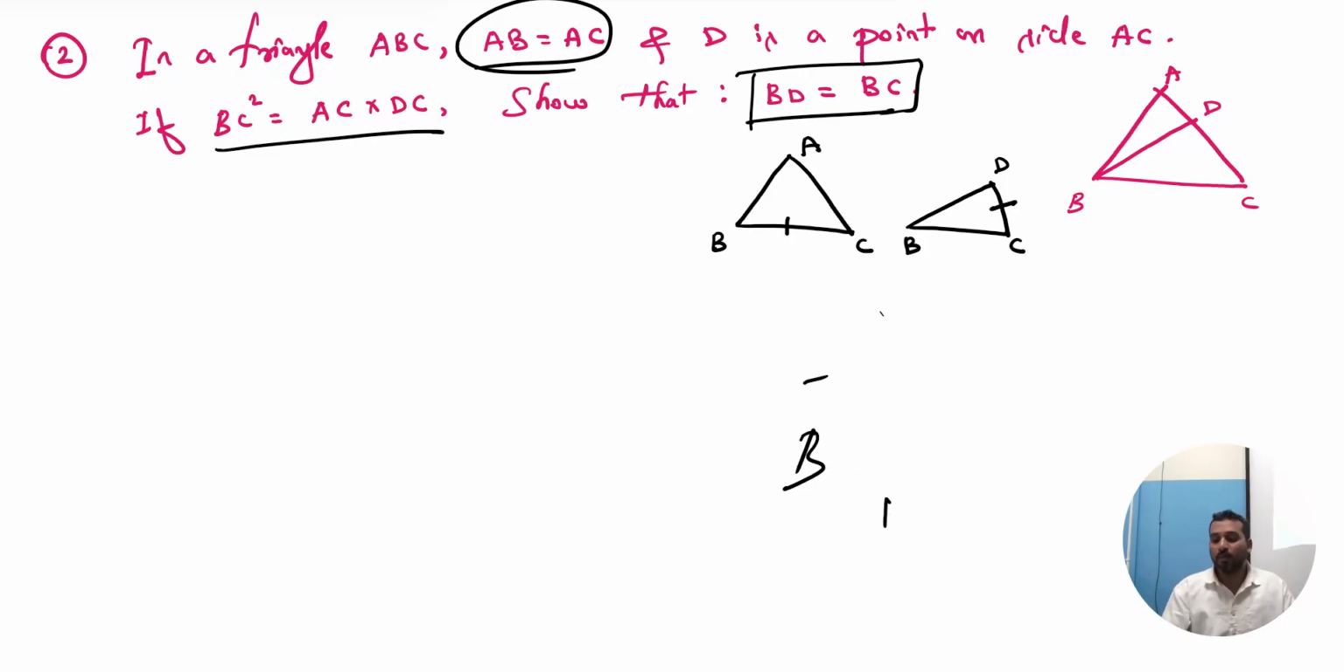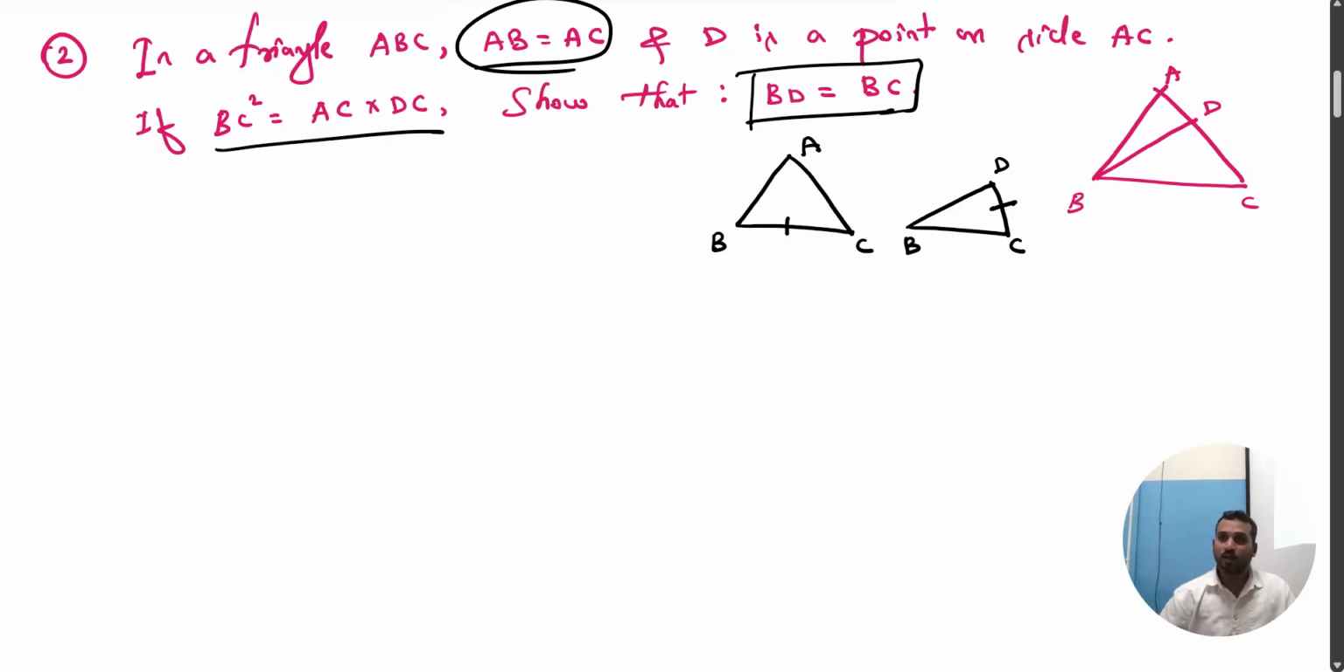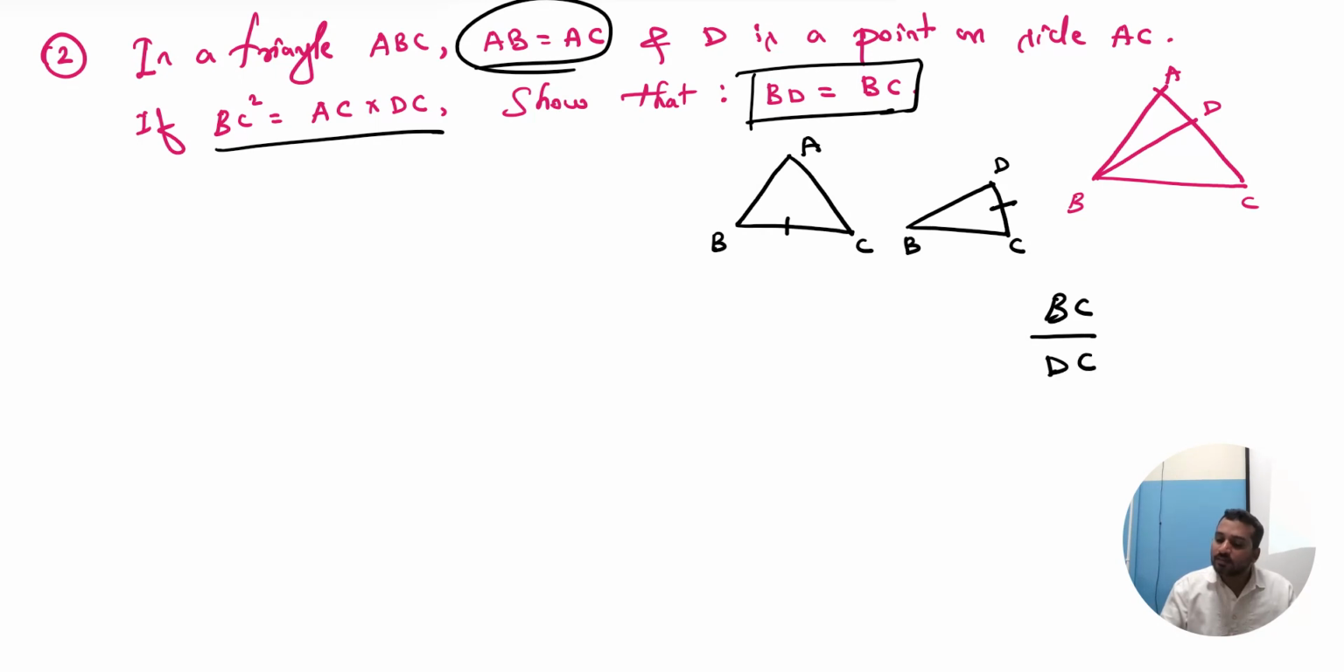So I hope you remember, whenever we get two different sizes of the sides, that is called proportional. So according to this, can we say this side BC is proportional to side DC? Can we say? Okay. So just by seeing the figure, we have come to this conclusion.